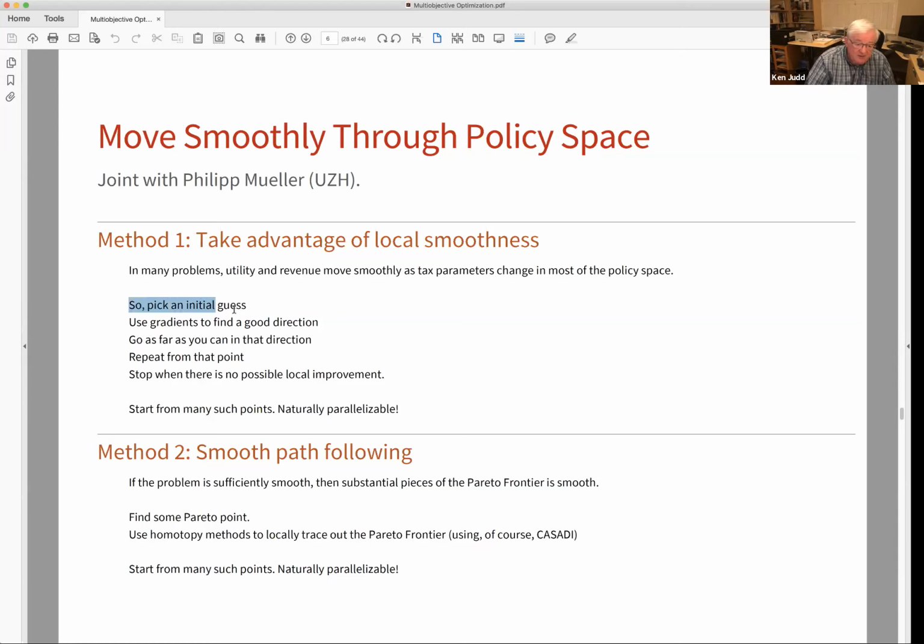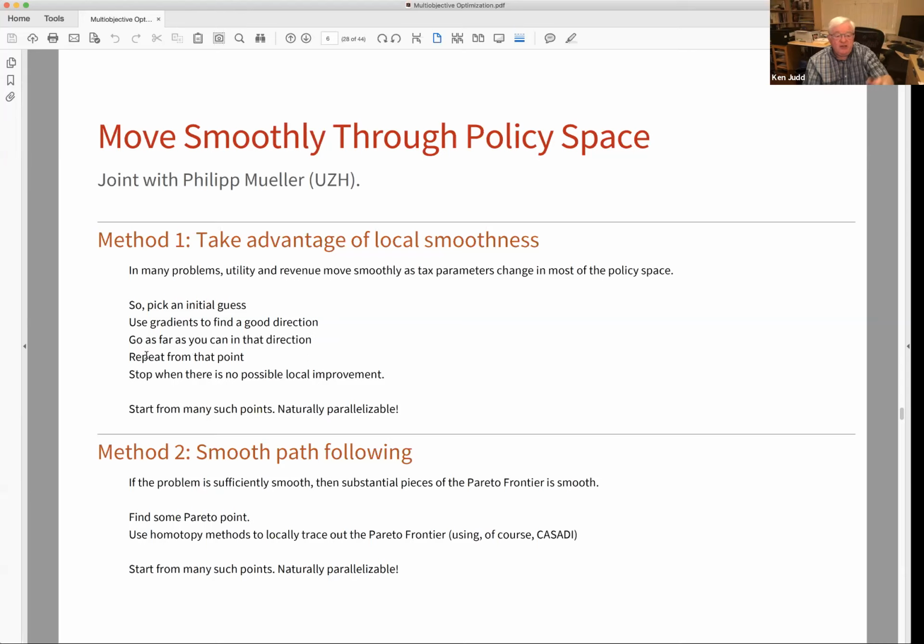So you pick an initial guess, and then we'll go through the details of this, but you find some direction. You use the gradients to find some direction which you can go, which improves all objectives. And then you go in that direction as long as you can keep improving both objectives. And then you stop. In that direction, you can't find a Pareto improvement point.